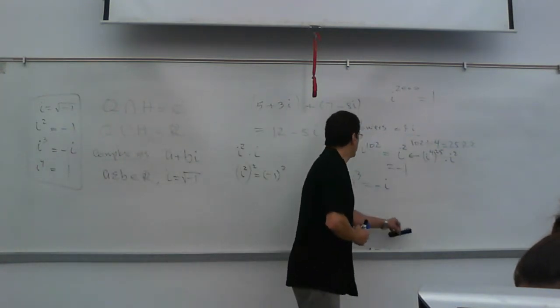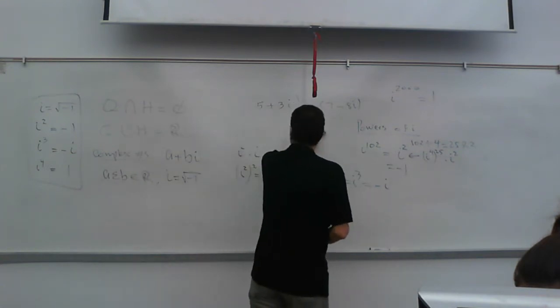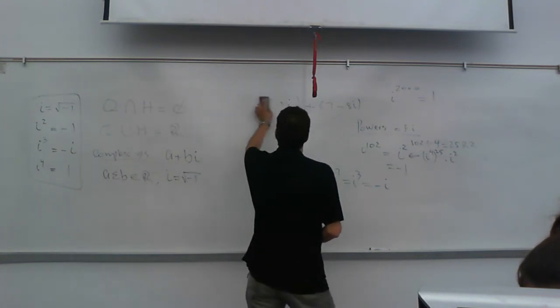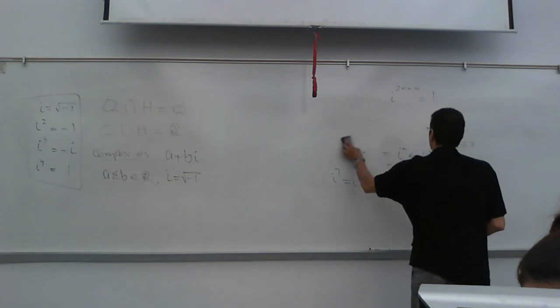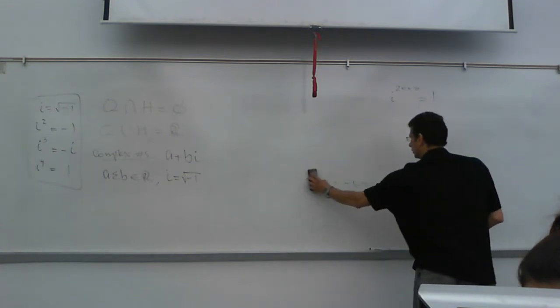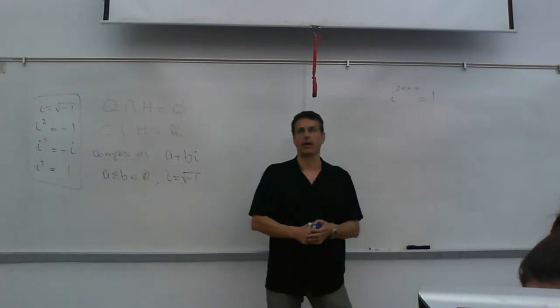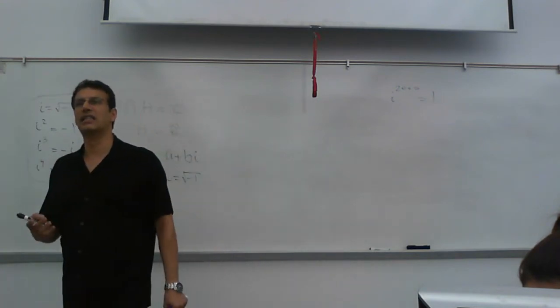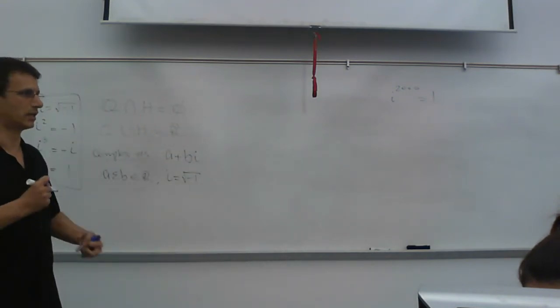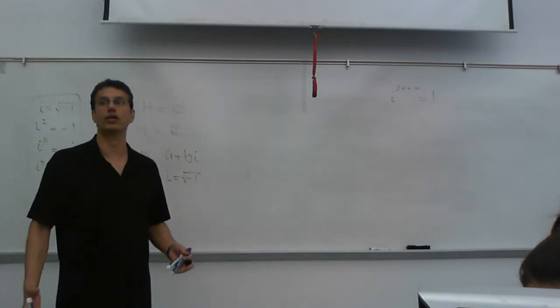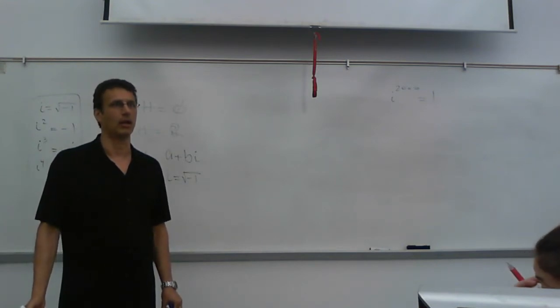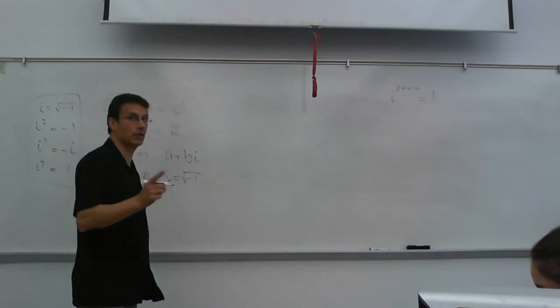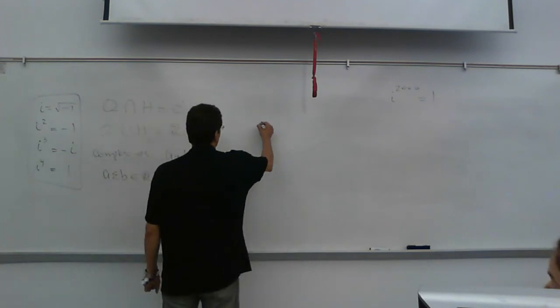Now, when we work with complex numbers, we have to know that if a negative number is given under the radical, we have to change it before we multiply. Otherwise, it doesn't work. In other words, let me look at this simple example.